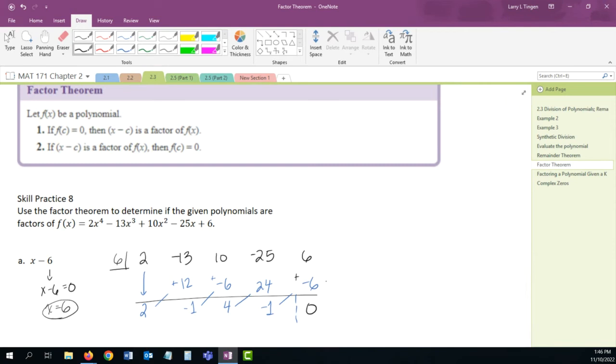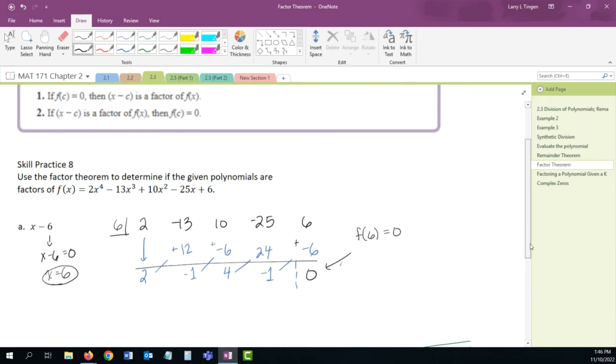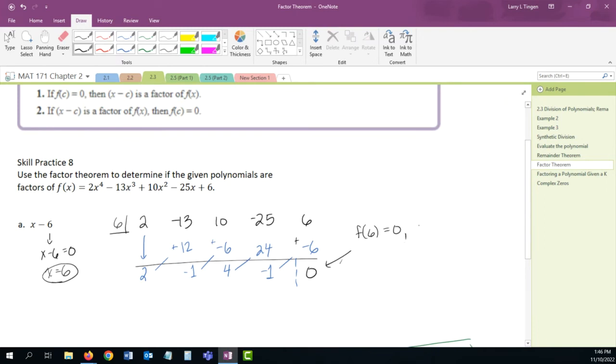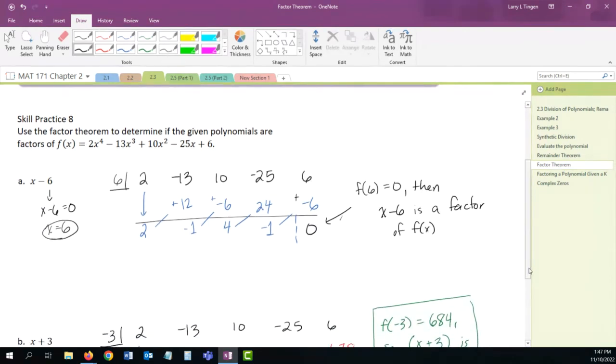So, what does that mean? Well, because of the remainder theorem, we now know that f at 6 equals 0. And if f of 6 is 0, then x minus 6 is a factor of f of x. Okay?